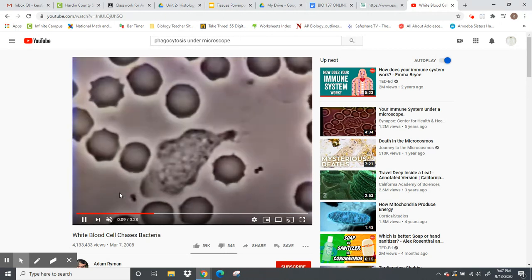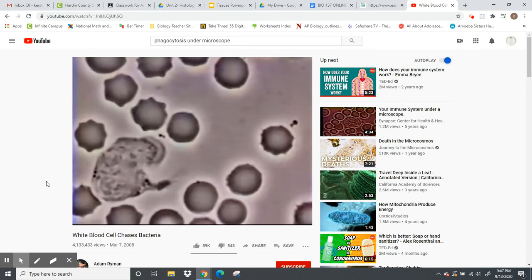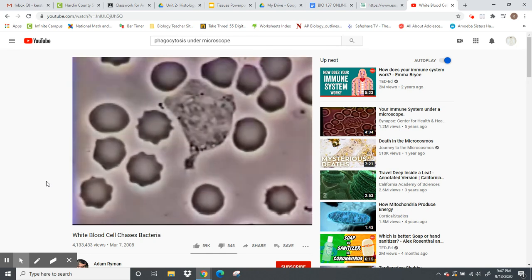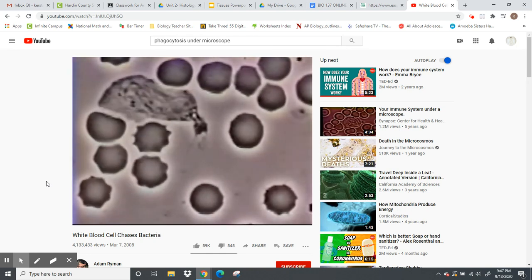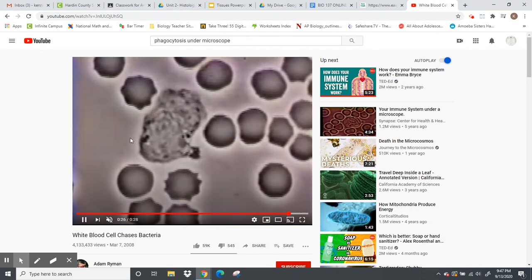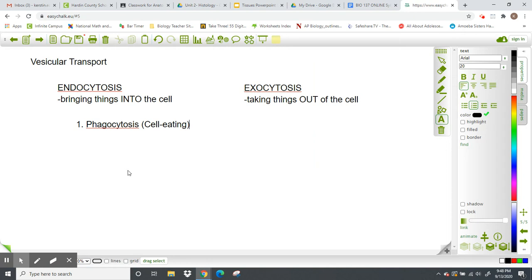Okay, and what you'll notice here pretty soon, it's going to actually engulf that protein or that bacteria into the cell. It's going to create a vacuole, so there it goes into your cell here. So now it's inside the cell. It's going to fuse with a lysosome, which essentially is like the garbage truck of the cell, and it's going to kill whatever it brought into the cell. Okay, so that is phagocytosis. You're bringing large things into the cell.